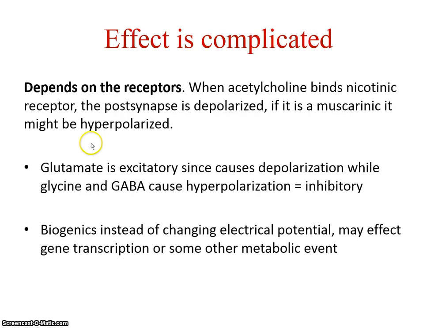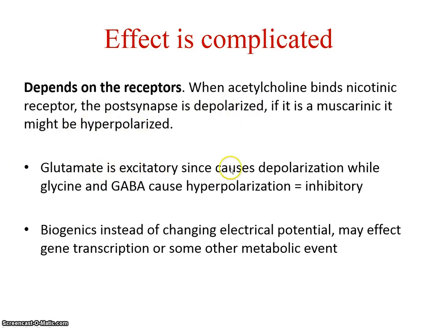All right? The effect is actually pretty complicated, so we're really not going to expect this, but again, we're introducing these concepts. So ultimately the effect depends on the neurotransmitter released and the receptors. All right, so when acetylcholine binds a nicotinic receptor, the postsynapse is depolarized. If it is a muscarinic, it might be hyperpolarized. So again, it could be the same neurotransmitter, but the receptor is different in the postsynaptic membrane, and that changes what happens. So again, this would be inhibitory, this would be stimulatory.